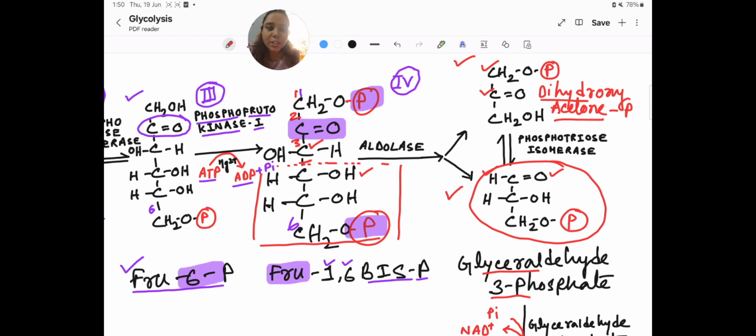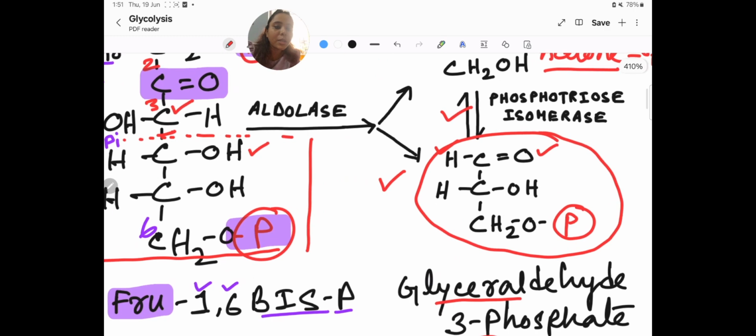This is dihydroxyacetone phosphate and glyceraldehyde 3-phosphate. That is why the isomerism, the reversible arrow, is given here. The name of the enzyme is phosphotriose isomerase, because it's a 3 carbon compound, that is why triose, and a phosphate group is attached to both of them, that is why phosphotriose, and the property is isomerism. So phosphotriose isomerase is the enzyme.